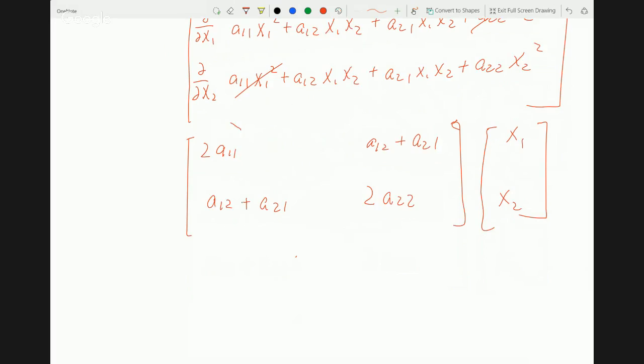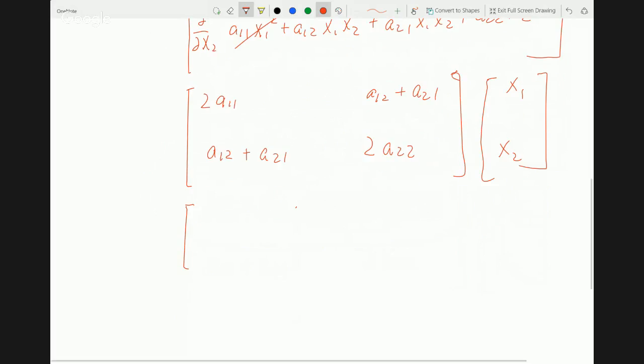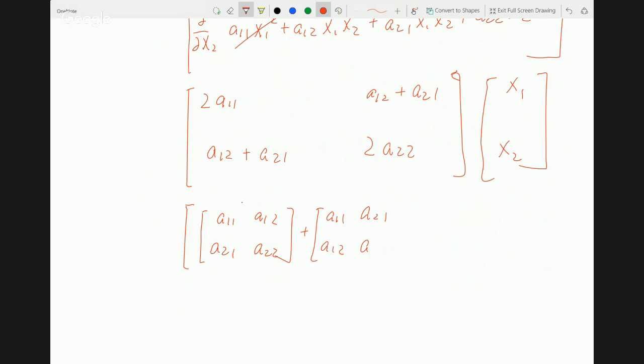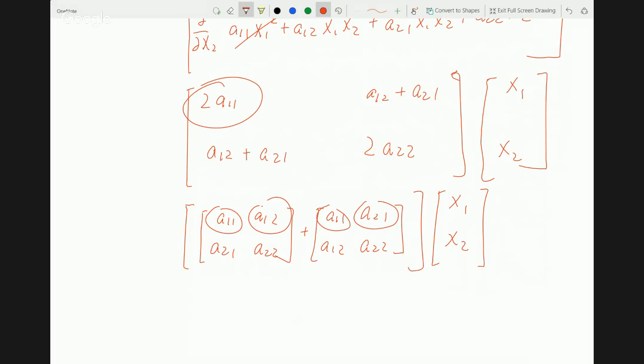Now, I'm going to further divide this up into this: A11, A12, A21, A22, plus A11, A12, A21, A22, times x1, x2. Okay, notice how if I add this and this, it is 2A11, A12 plus A21, and so on. So I just separated them out.